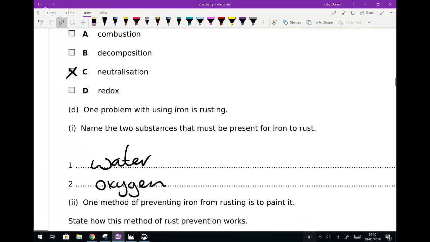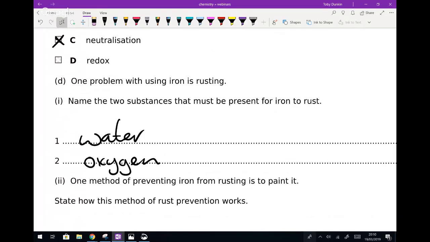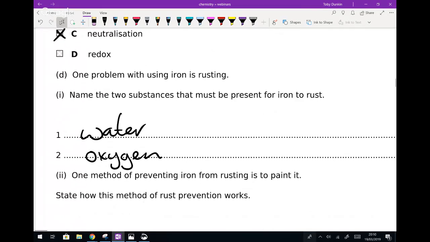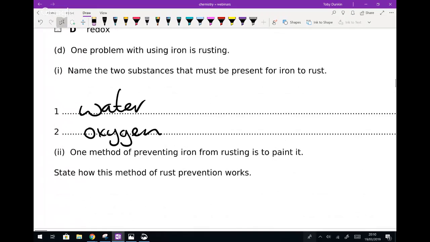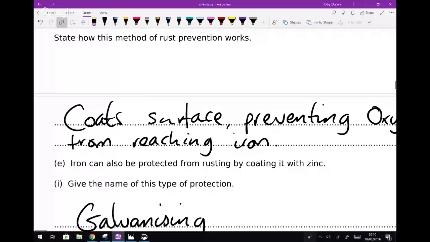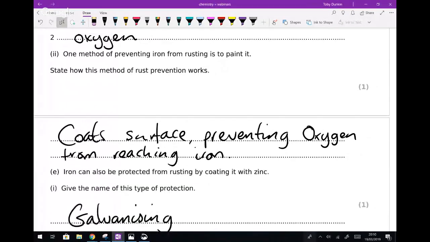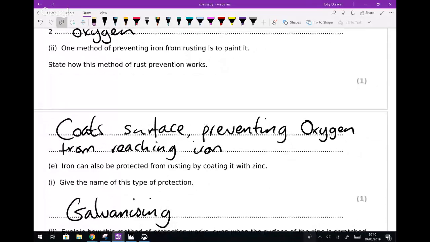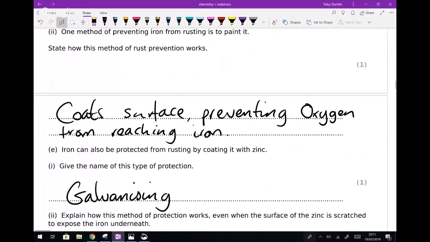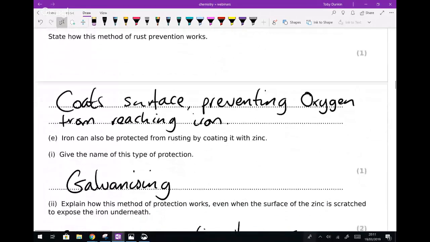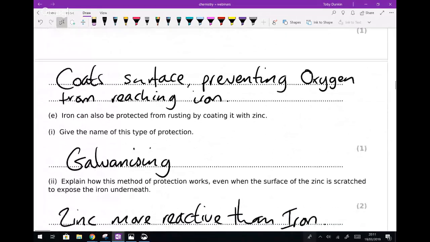Next, one problem with using iron is rusting. Name the 2 that you need. Water and oxygen is what you need for rusting. One method is to paint it. State how this prevents it. It coats the surface, preventing oxygen from reaching the iron. It also protects it from water as well.